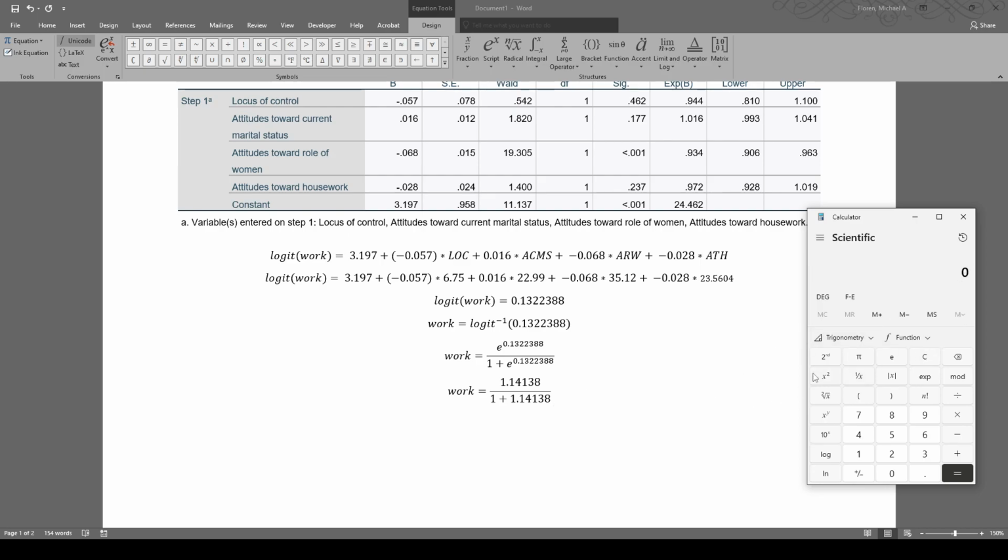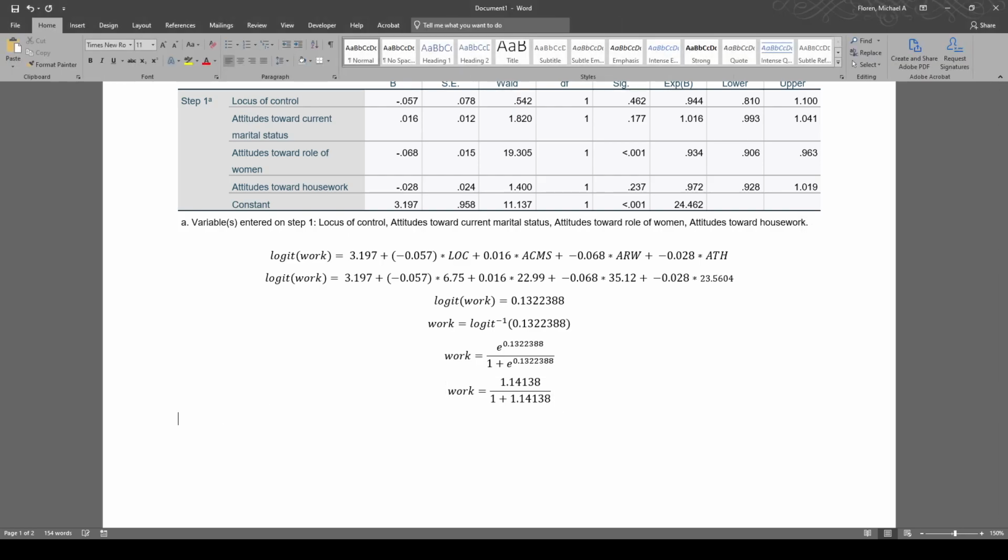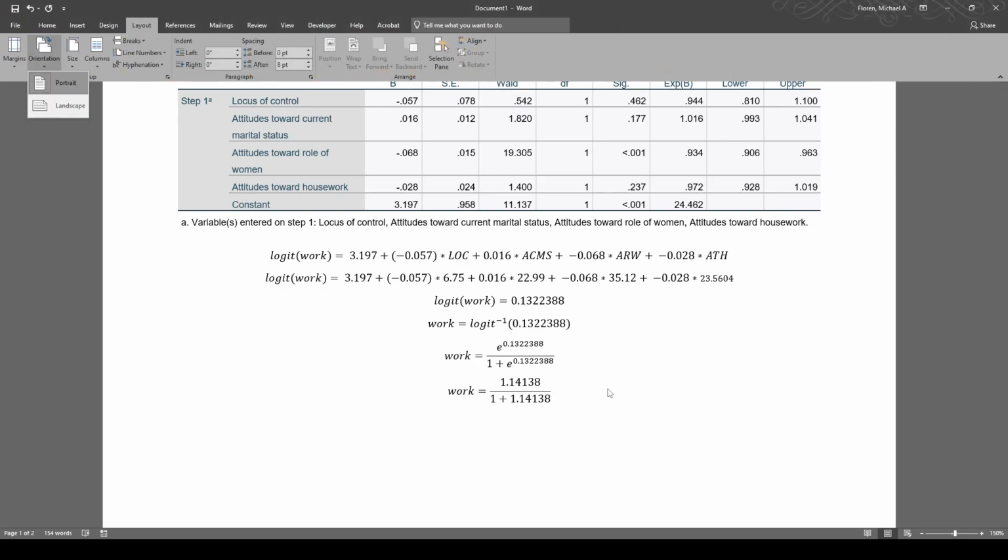let me do the denominator first. Well, I know what that is. This number divided by, parentheses, 1 plus, oh yeah, I did divided by. That's what I wanted to do. Thought I got lost. 1 plus this number, close parentheses, enter, and that gives me the probability of work. Predicted probability.